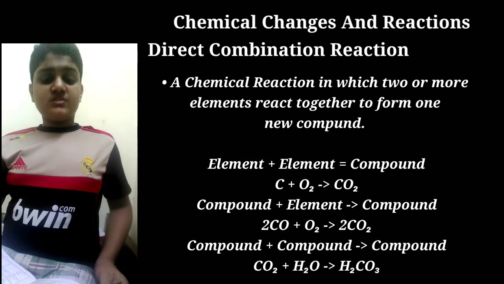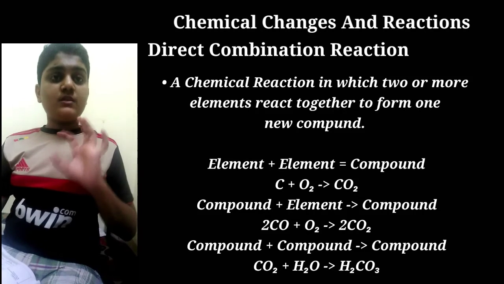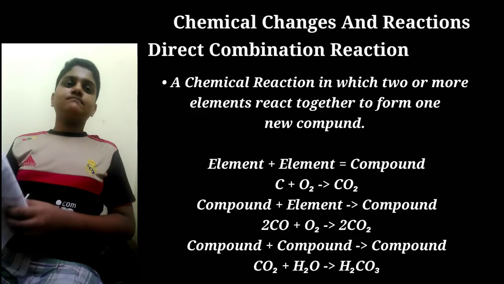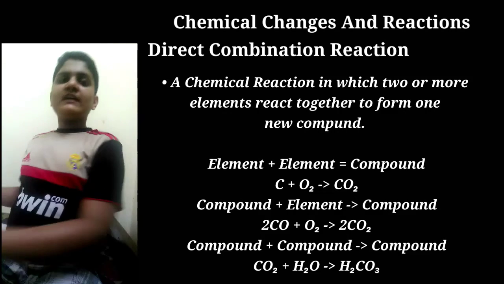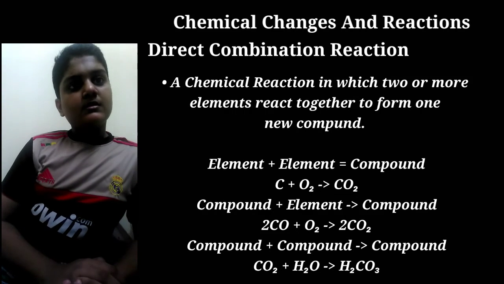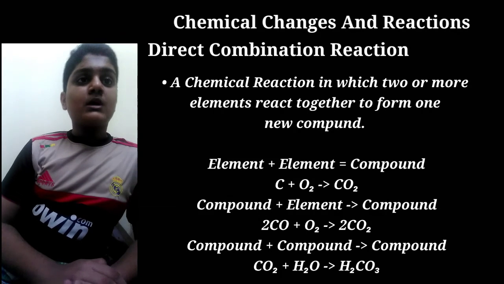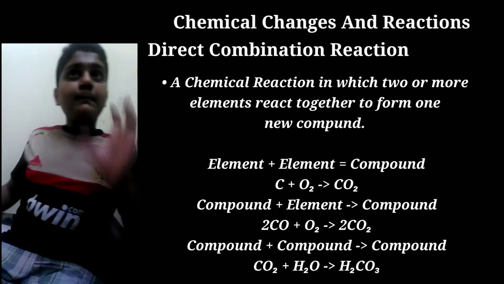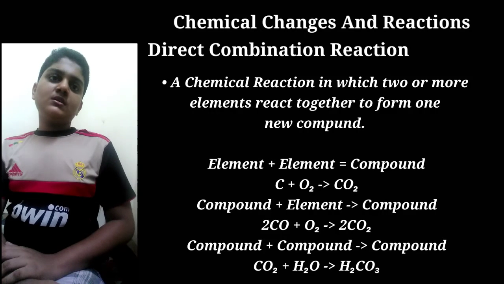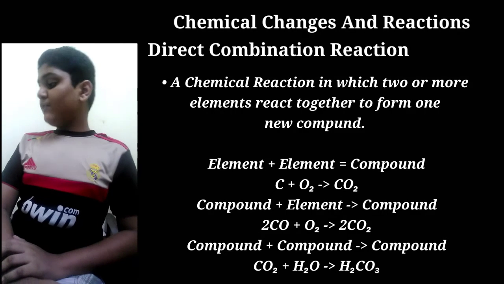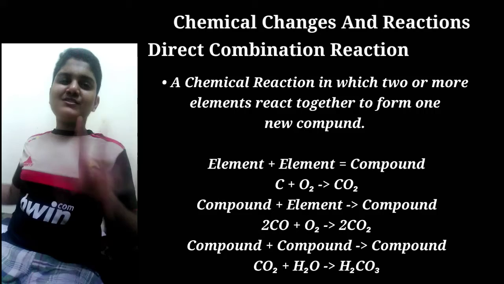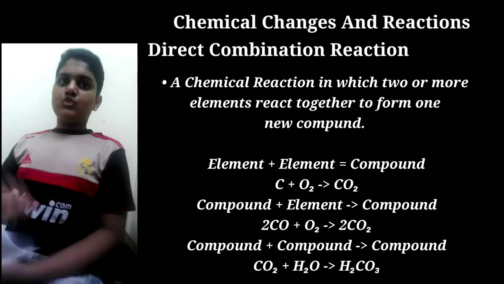First one is direct combination reaction. What is the definition? A chemical reaction in which two or more elements combine together to form one new compound. So it can be two elements combined together to form one compound. For example, C plus O2 gives CO2: carbon and oxygen give carbon dioxide. It can be one compound and one element giving one compound. For example, carbon monoxide and oxygen give carbon dioxide. In balanced form, it is 2CO plus O2 gives 2CO2. I have to write and balance it; I cannot say it is normally balanced.